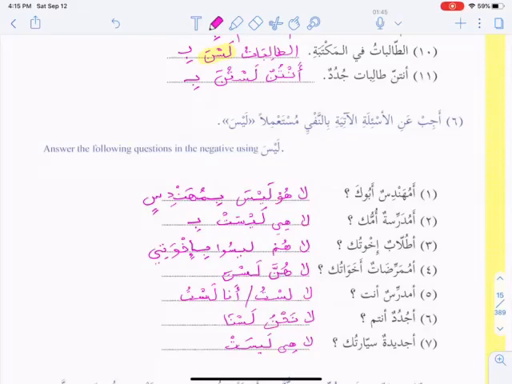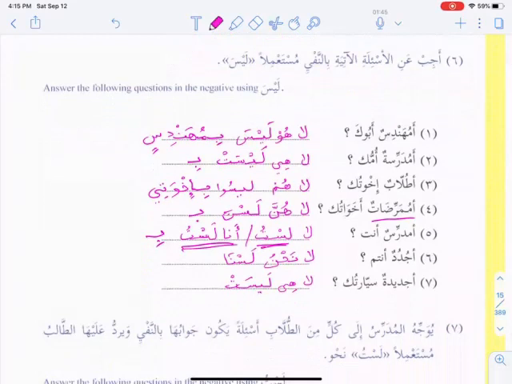ممرضات أخواتك لا هن لسنا بممرضات. مدرس أنت؟ لا أنا لست. لا لست, you can say straight away, or you can say أنا لست. لست بمدرس. جدد أنتم, are you new؟ لا نحن لسنا بجدد. جديدة سيارتك؟ Is your car new؟ لا هي ليست بجديدة, it goes to the سيارة ليست.